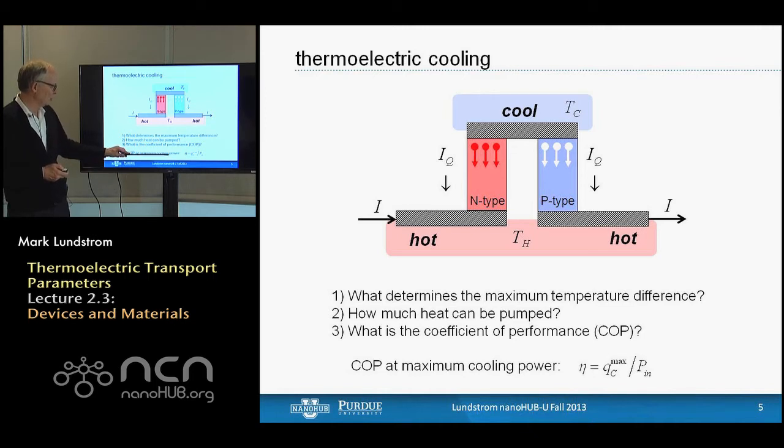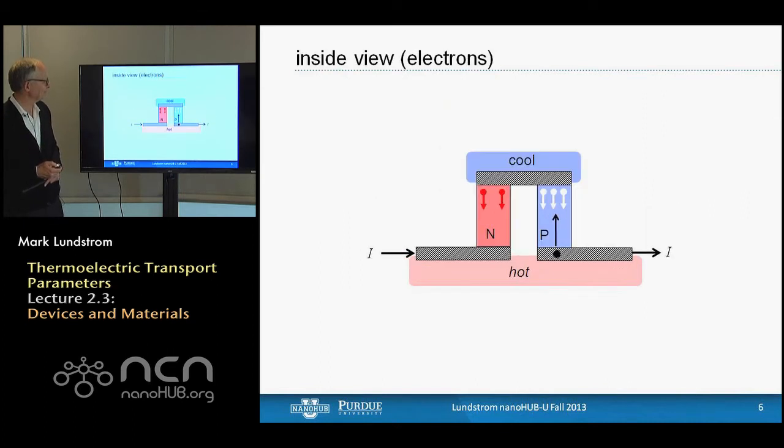So if we look at the coefficient of performance when we're pumping the maximum heat, we'll define that as eta. It's the maximum heat that we can pump divided by the electrical power input. And we'd like to design this device to be as efficient as possible, to convert as much electrical power into heat pumping as we could get.